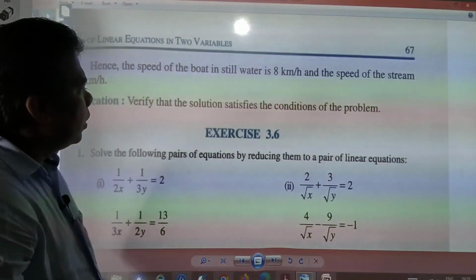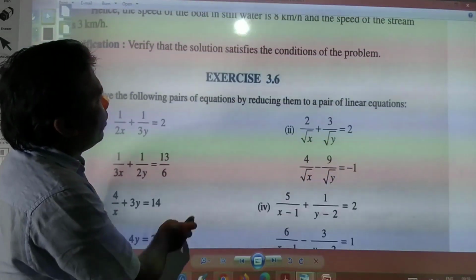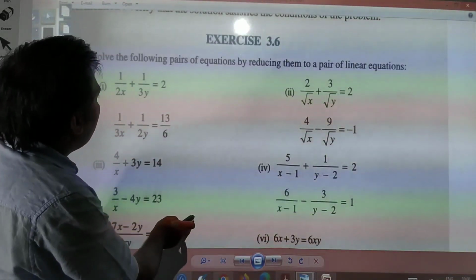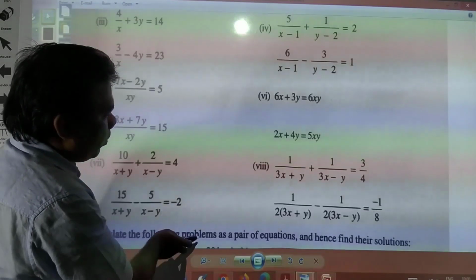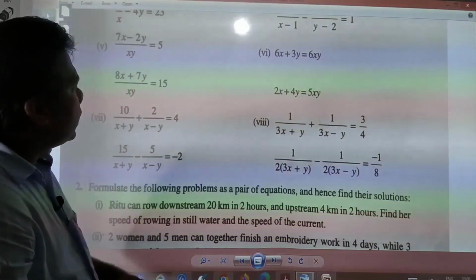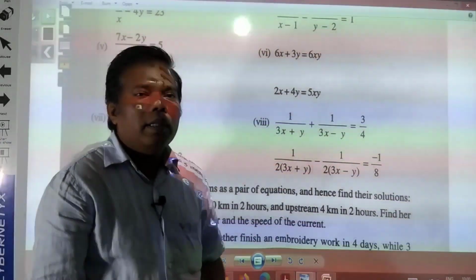And after that we have exercise 3.6. So just you start solving exercise 3.6. This problem will be there. In next class we will see these questions. Until then, thank you.